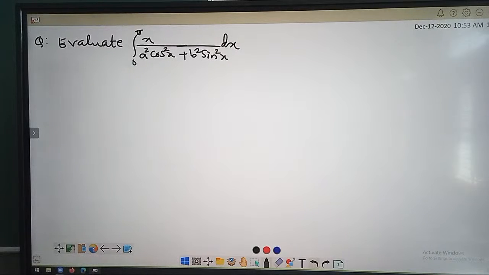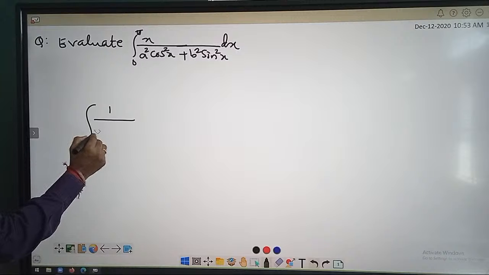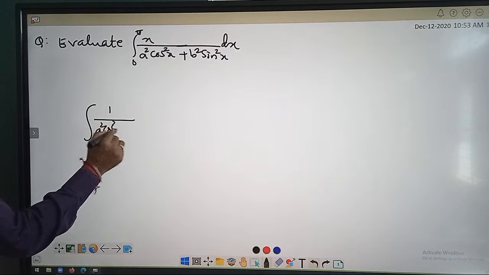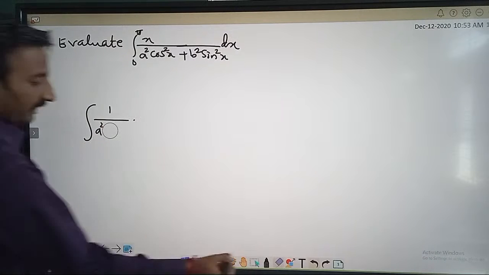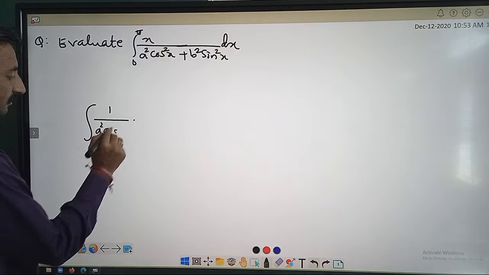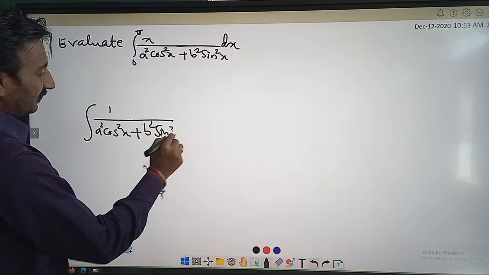x divided by a square cos square x plus b square sin square x. Now suppose inside an indefinite integral we have a square cos square x plus b square sin square x, if it comes.